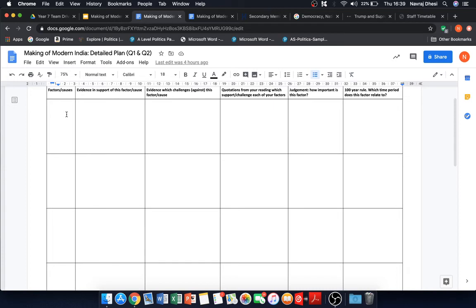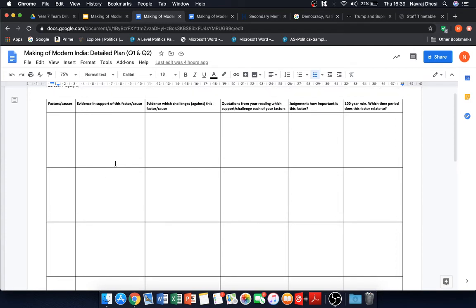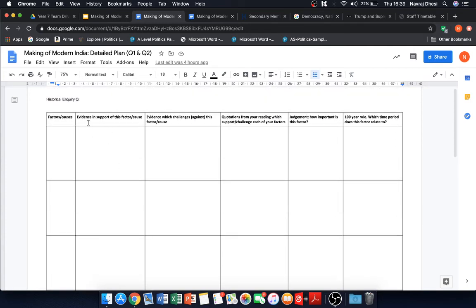towards India. And what you'll be doing through your reading is finding evidence in support of this factor or cause being important in leading towards partition, in causing partition. And then you'll be looking at evidence which challenges this cause. So you'll be looking at evidence essentially for and against each of your causes holding weight, being important. And then you'll be looking at quotations from your reading which support or challenge each of your causes, okay? And that should be placed here.